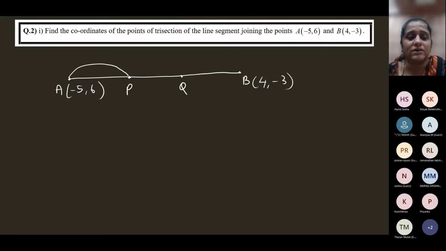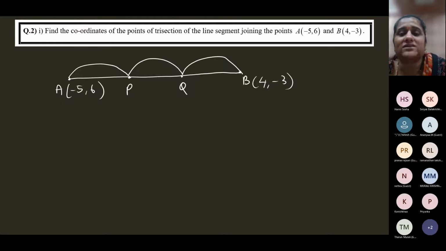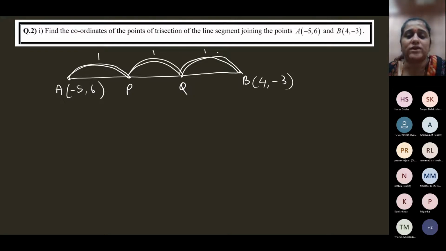See here, AP, PQ, QB. So to trisect a line segment, you need to take 2 points on it. So let the points P and Q trisect the line segment AB. Now the ratio AP is to PQ is to QB is 1:1:1. All right, the rest I'll work, children. You will be able to understand.